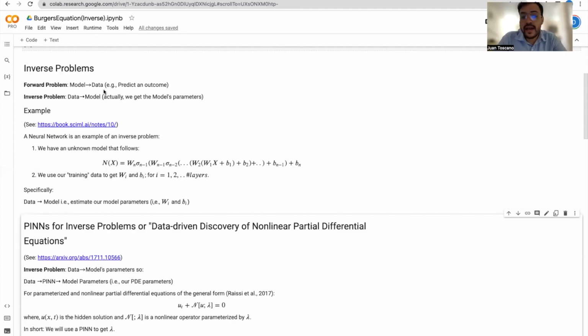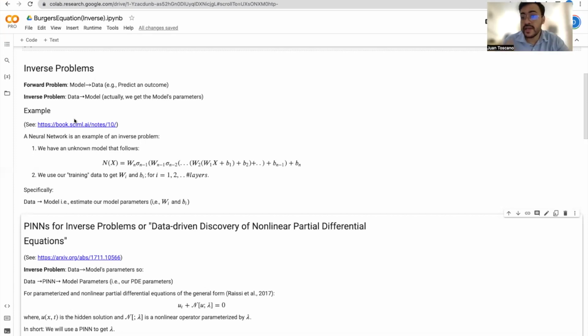Okay, so what's exactly an inverse problem? Well, to answer that question, we have to go to what's a forward problem. In a forward problem, you have a model and you use that model to get some data. Maybe you want to predict an outcome. And in an inverse problem, the opposite is true. So you will have some data and you will use that data to obtain a model. Well, kind of, because what you're actually obtaining is the model parameters. That's why this technique is also called parameter estimation.